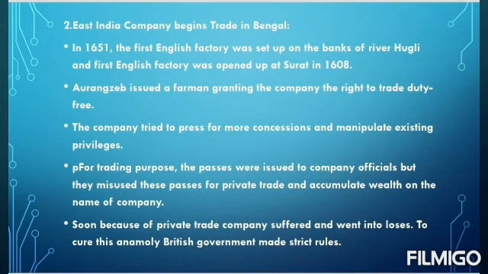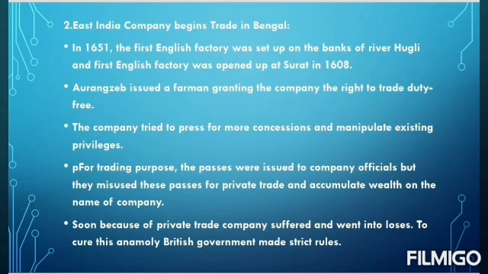The next main topic is East India Company begins trade in Bengal. The East India Company set up its first factory on the banks of the river Hooghly in 1651. The warehouse was called the factory and the company's traders were known as factors. With the growth in trade, the company persuaded merchants and traders to settle near the factory.